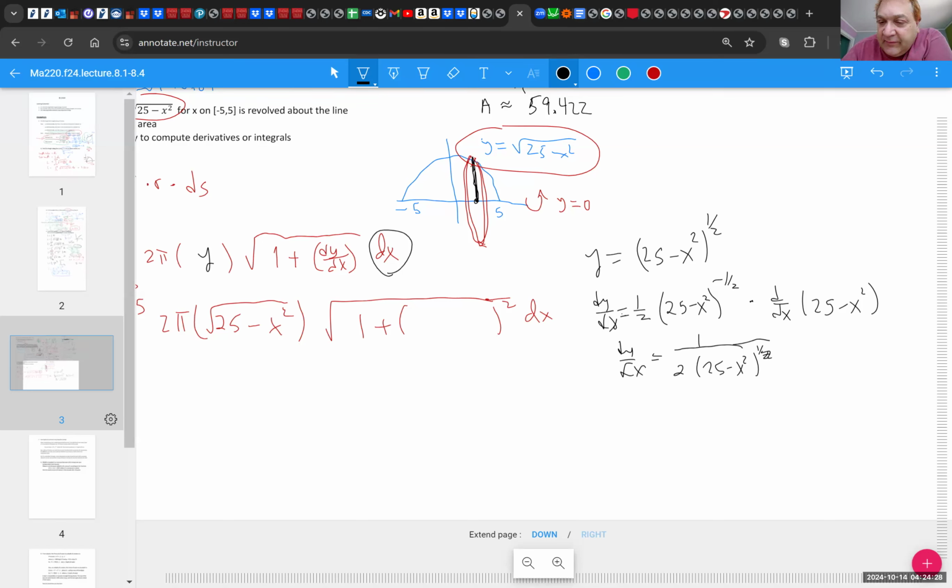And the derivative of 25 minus x squared: the derivative of 25 is 0, and the derivative of minus x squared is minus 2x. Looks like my 2's are going to divide out. So dy/dx is going to be, let's see, the 2 divides out with the 2, or cancels, as people like to say. And then minus 1 over 25 minus x squared to the 1/2 is my dy/dx, and that goes in for the 1 plus dy/dx squared thing.